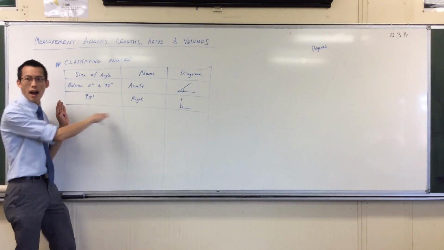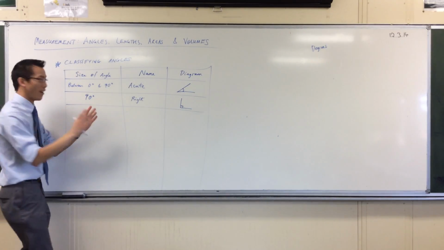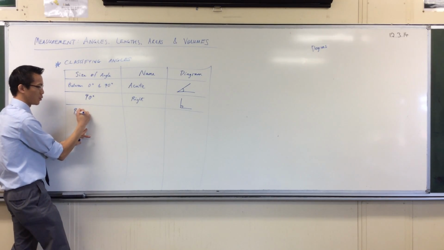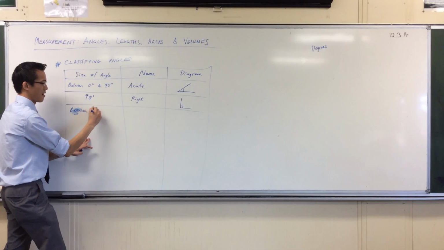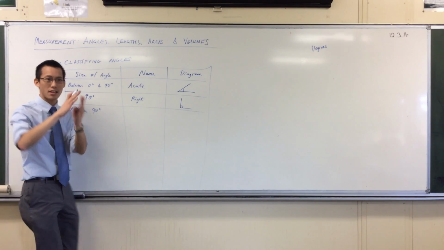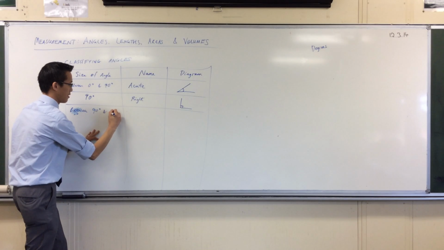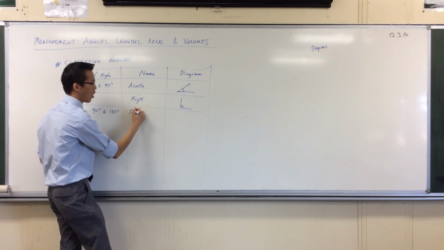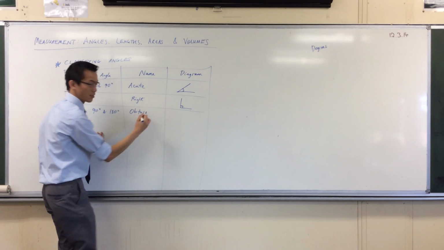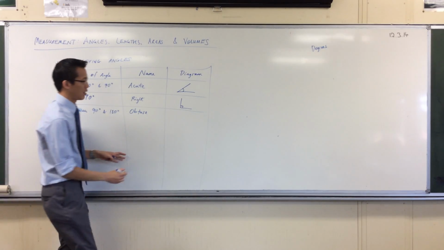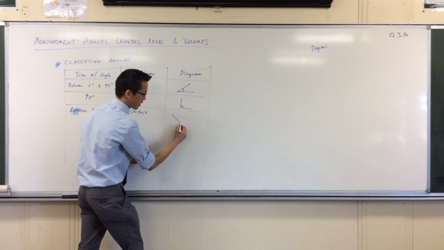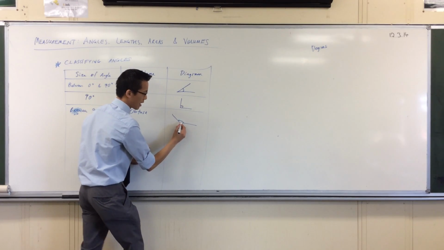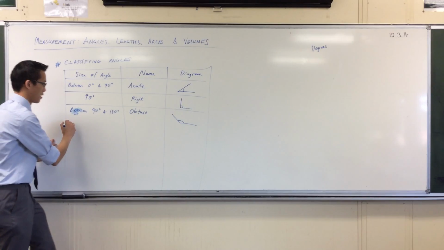Now you're starting to see the pattern. What's the next size range that I'm interested in? The actual size, I should have said, is between 90 and 180. Good. I already heard the word. It's obtuse. What's it going to look like? Well, picture this arm here moving up. That's the kind of angle that an obtuse angle is.